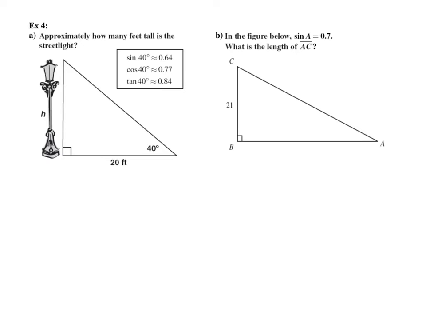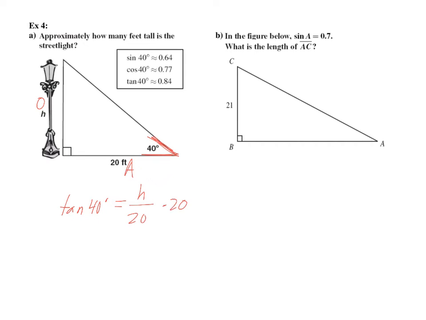All right, approximately how many feet tall is the streetlight? I'm trying to figure out the opposite side of this triangle. They give me the adjacent. Here I have a 40-degree angle to work with. So which trig function will we apply? We will apply tangent. Tangent of 40 degrees is equal to h over 20.